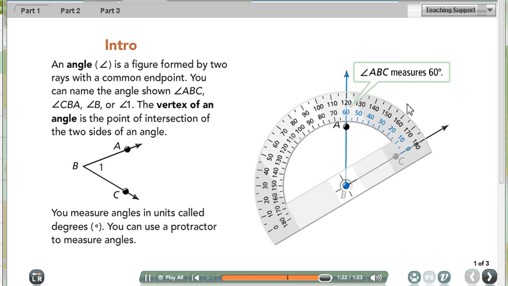Please note that there are several ways we can actually label this angle. We can call it angle ABC. We can call it angle B because of the vertex, or we may put a number in there sometimes, such as this, and ask you to tell us the measure of angle 1. So make sure that you understand that there are several ways to reference this.